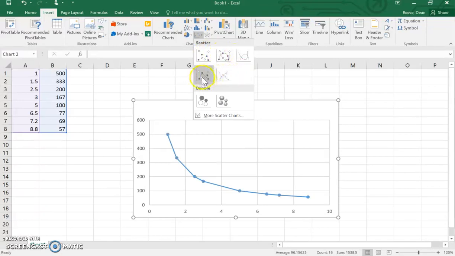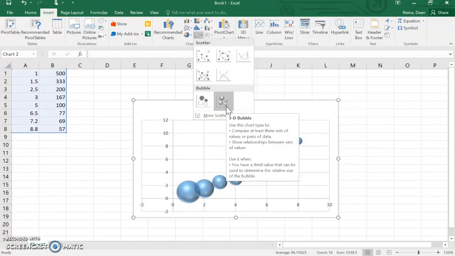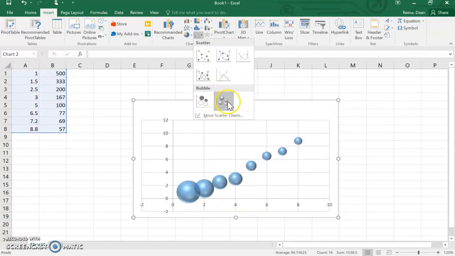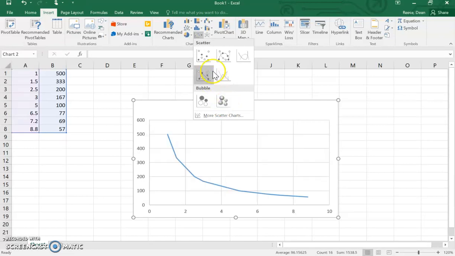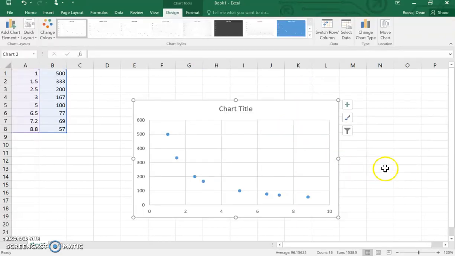Don't pick any of these ones with all these lines. This looks cool, but don't pick this one. It's not how scientists are going to represent their data, and it's not how IB wants to see it. They want to see this simple one, so you click there. And the problem with what we see now is it doesn't have titles for our axes, it doesn't have an equation, there's a lot missing from our graph.